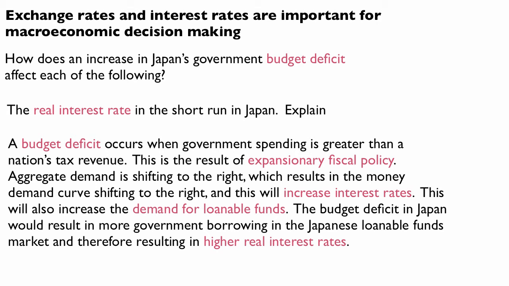A budget deficit occurs when government spending is greater than a nation's tax revenue. This is the result of expansionary fiscal policy. Aggregate demand is shifting to the right, which results in the money demand curve shifting to the right, and this will increase interest rates. This will also increase the demand for loanable funds.